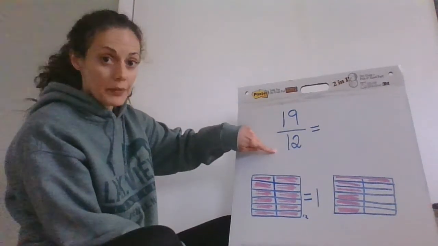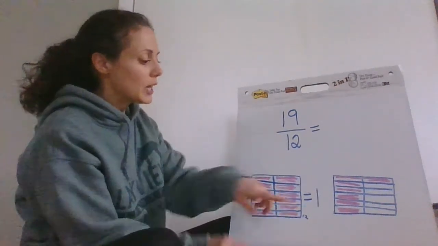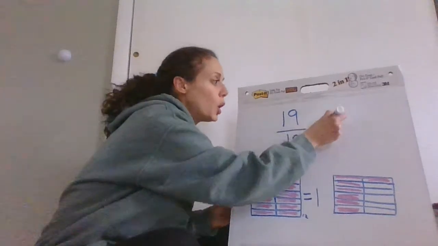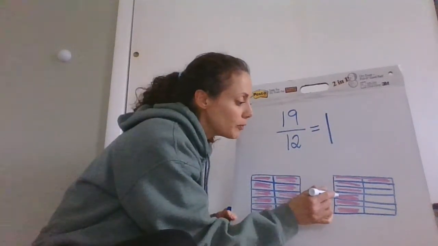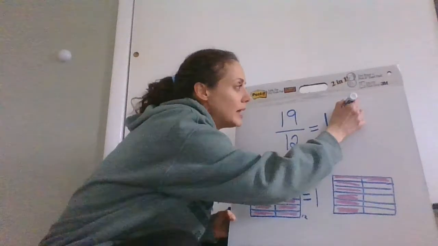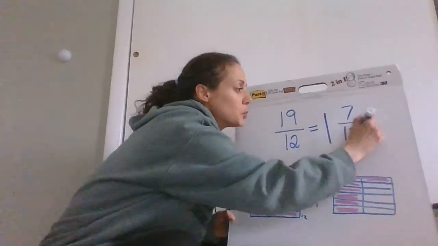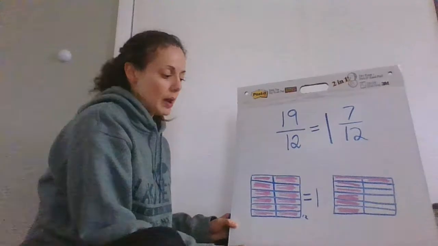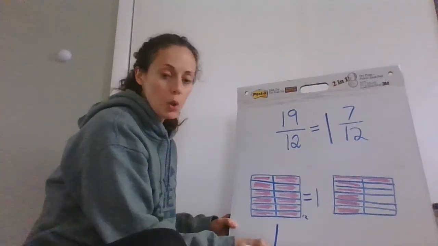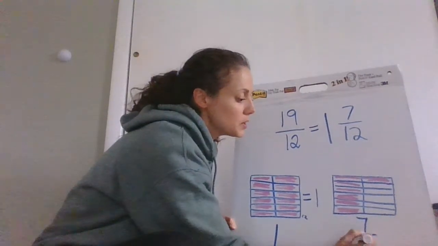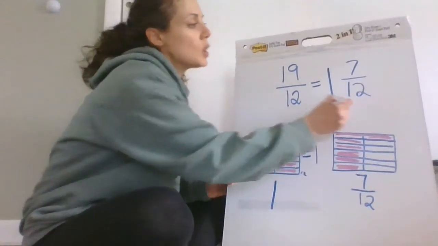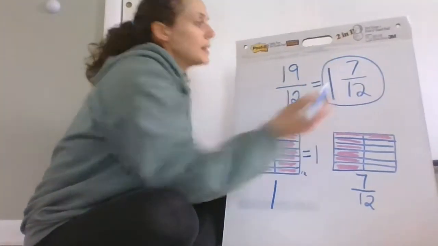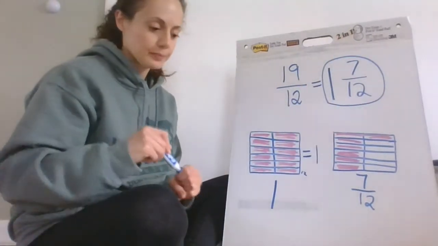19 twelfths. So I can see from my diagram here that I have one whole plus 1, 2, 3, 4, 5, 6, 7 out of 12 from this diagram. So this diagram shows one whole, and this one over here shows 7 twelfths. So when I put it all together, the mixed number that I end up with is 1 and 7 twelfths.